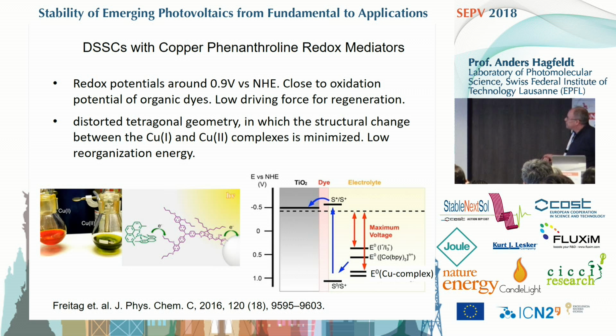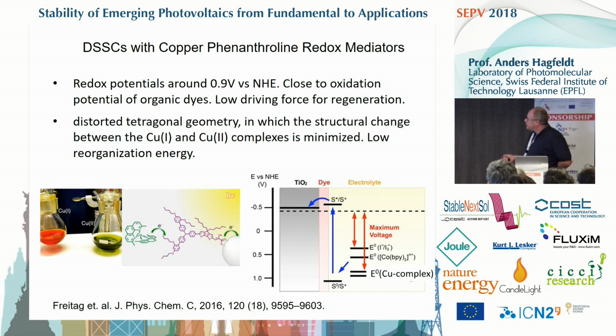mesoporous layer of titanium dioxide with the conduction band here. We sensitize it with a dye molecule. Nowadays we use typically organic molecules. With the HOMO level here, you excite to the excited state, you inject electrons into the TiO2, transport them through the mesoporous layer, and then at the cathode we reduce the electrolyte. And then we include the redox potential of the electrolyte here, where we have the iodide, triiodide, giving a typical photovoltage of 0.7 volts at sunlight intensity.